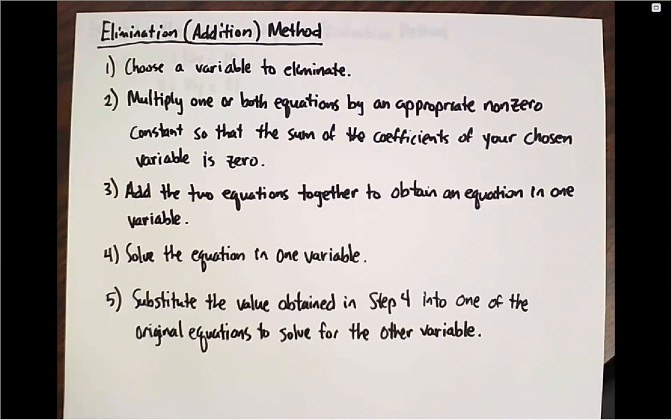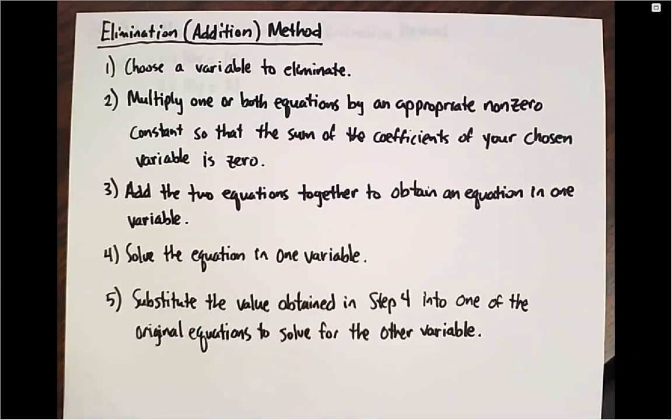And that eliminates your variable. Because negative 5x plus 5x is 0. So no more x. And so all you have left is an equation that has one variable in it. And then you just solve that equation for that variable. You end up with 2y equals 10. Divide by 2, you get y equals 5.